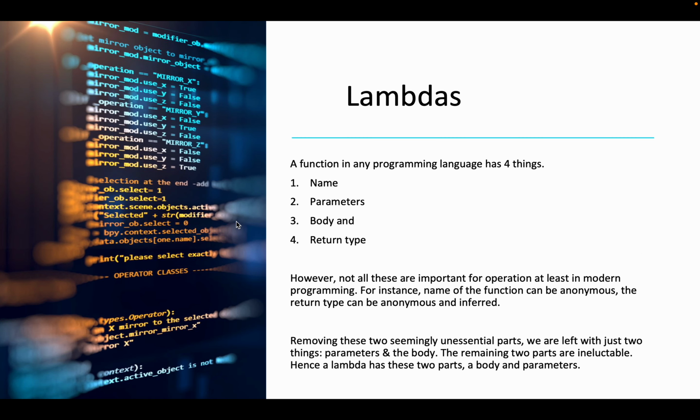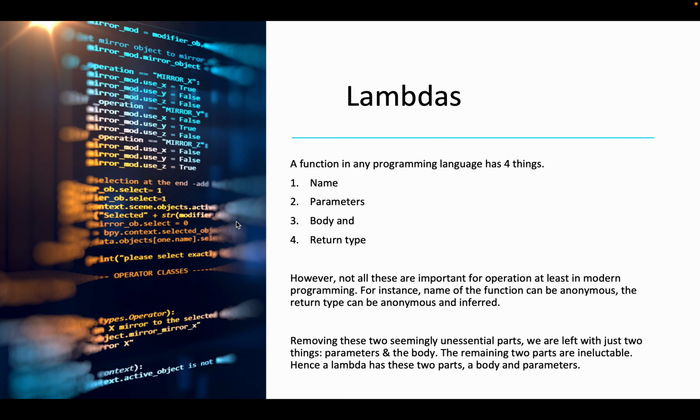In any programming language, a function has four things. You have to give a name of a function, the parameters. If a function receives parameters, you have to provide a body for that particular function, and even give a return type if that function returns something back. However, not all these properties are important for operation in our modern programming. For instance, the name of a function can be anonymous. Who cares about the name? And the return type also can be inferred.